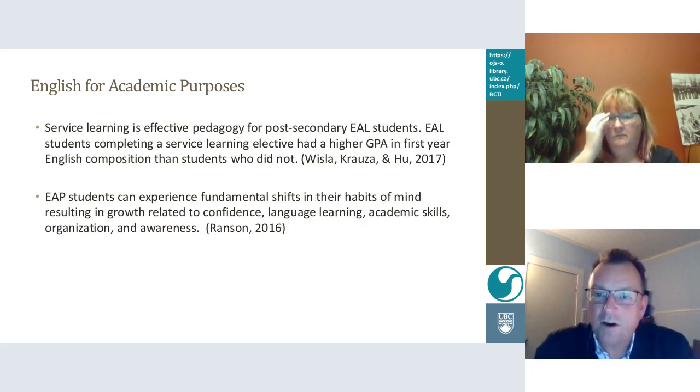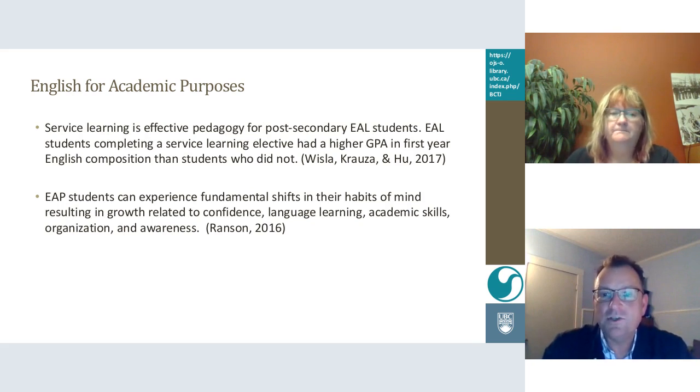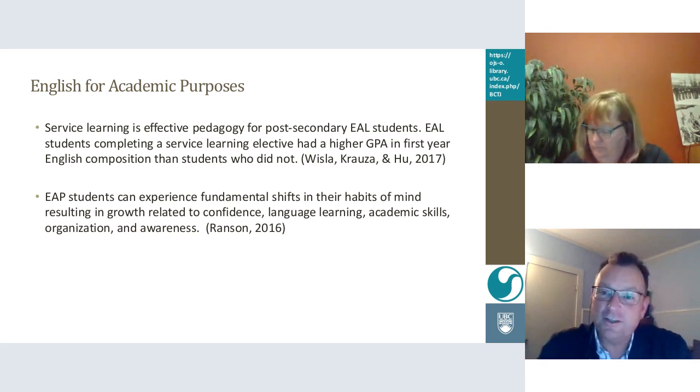Two other articles that have been published related to English for academic purposes. One of them related to service learning. And so service learning, that's like volunteer work. For example, students might work in a food bank, or maybe students might help out in a nursing home or something like that. In this one study, what they found was that post-secondary EAL students who had a service learning experience did better in their English composition classes, their first year English classes, than students who didn't. And so they concluded that service learning is a valuable experience for post-secondary EAL learners.